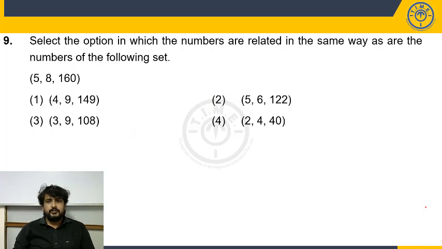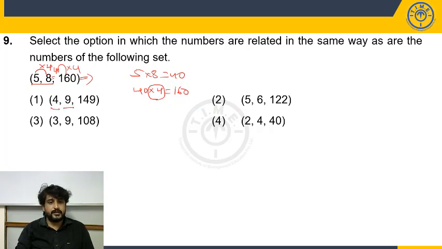Select the option in which the numbers are related in the same way as are the numbers of the following set. So let us first identify the logic in this one. It is quite simple. 5 8s are 40, 40 4s are 160. So 5 into 8 is 40, and this 40 into 4 is 160. Product of the first two numbers is taken and that number is again multiplied with 4.